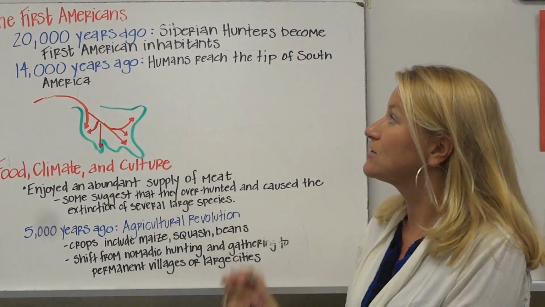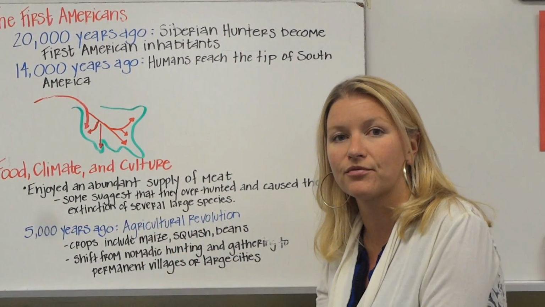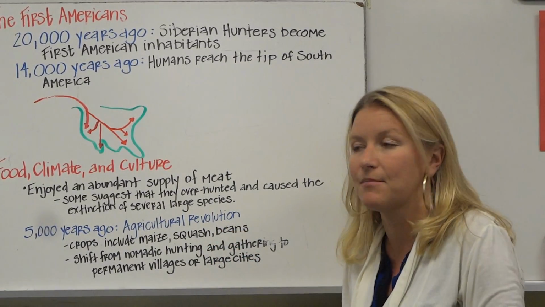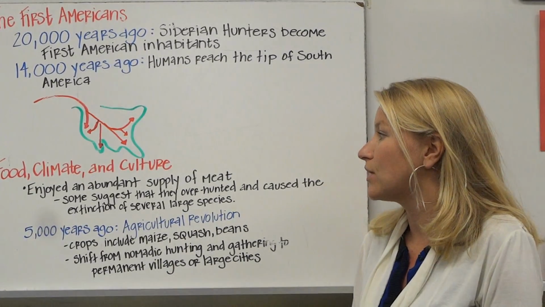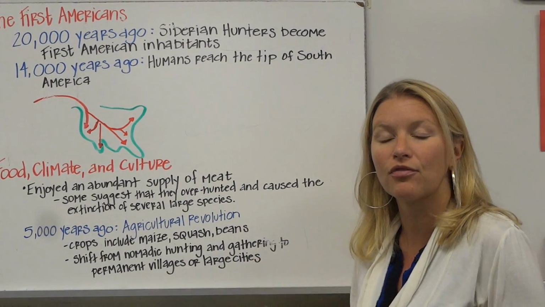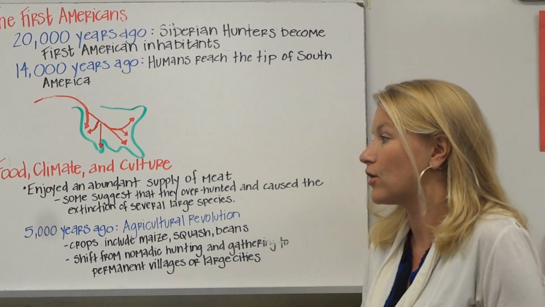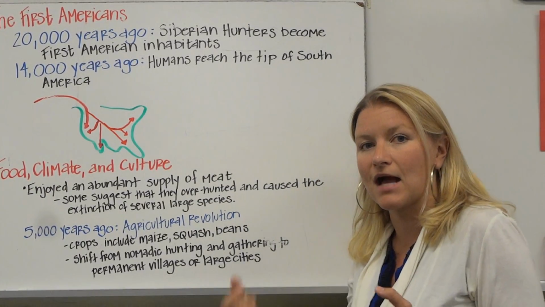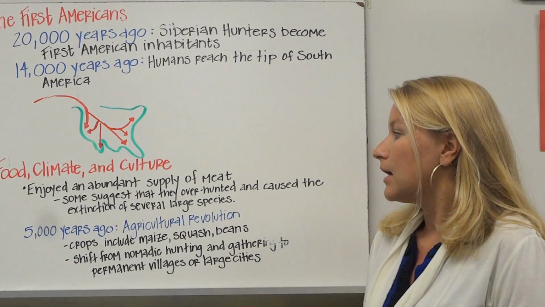So 14,000 years ago, they reached the tip of South America, which leads them all the way through North and South America by that point. As far as the food, climate, and culture, at first Native Americans throughout the United States enjoyed a really good supply of meat. That is not going to last very long. Some of those animals became extinct from overhunting, and a lot of scientists debate whether it was actually the Native Americans that did that or whether it was that whole phenomenon of global warming.